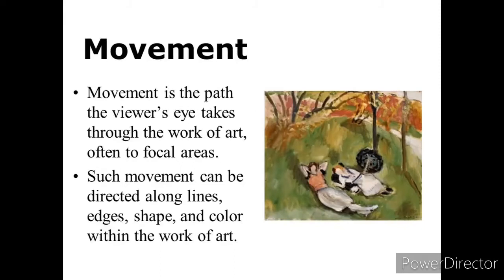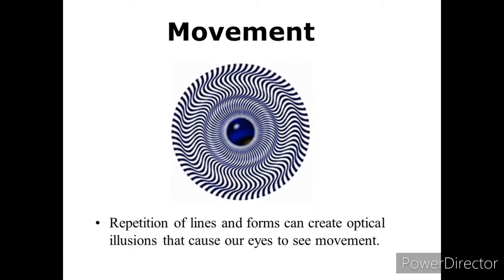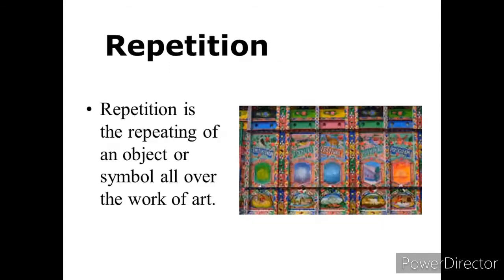Movement is the path the viewer's eyes take through the work of art, often to focal areas. Such movement can be directed along lines, edges, shape, and color within the work of art. Repetition of lines and forms can create optical illusions that cause our eyes to see movement. Repetition is the repeating of an object or symbol all over the work of art.